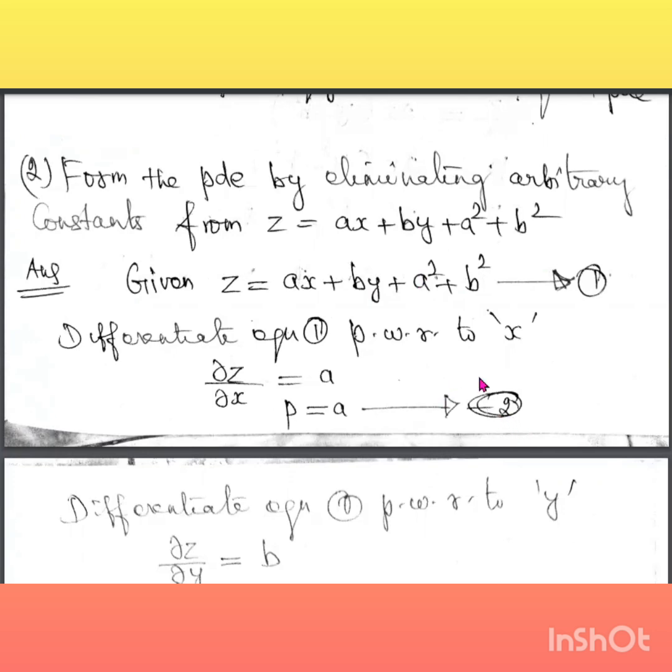Differentiate equation number 1 partially with respect to x. Left hand side ∂z/∂x. Right hand side, ax gives a. If you are differentiating with respect to x, by will be 0, a square will be 0, b square will be 0. So ∂z/∂x is equal to a, p is equal to a. Take this as equation number 2.